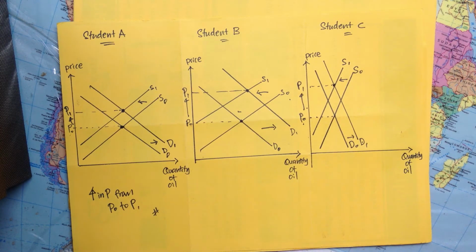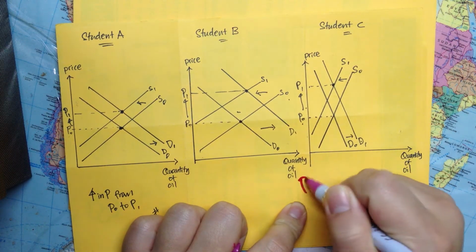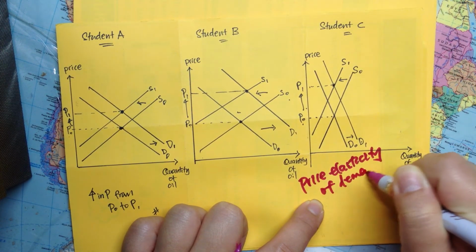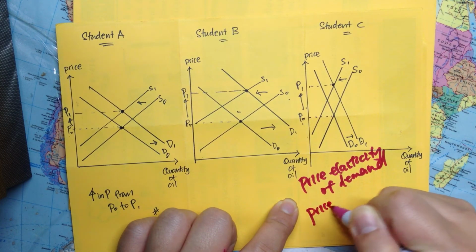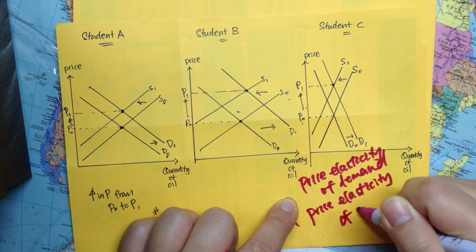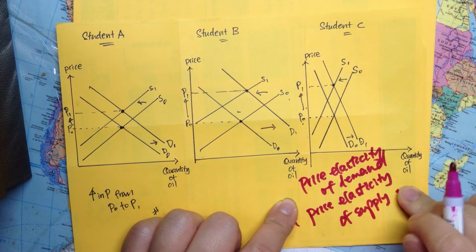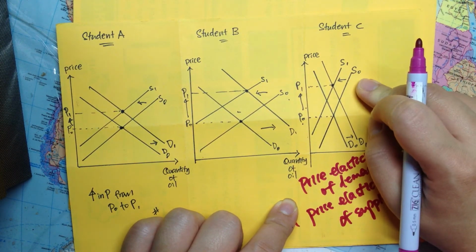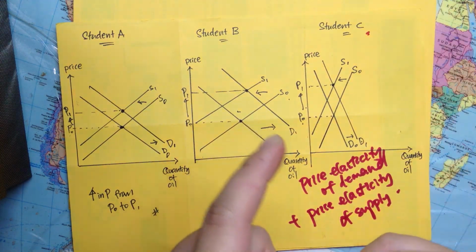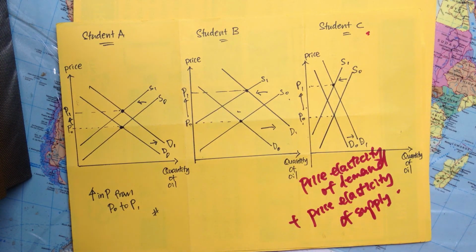The answer is student C. Why? Because student C is able to use price elasticity of demand and price elasticity of supply to explain the nature of the curves that he has drawn here. So this is why student C, in a way, will score a higher mark. So what exactly is price elasticity of demand and price elasticity of supply? We will explore this later.